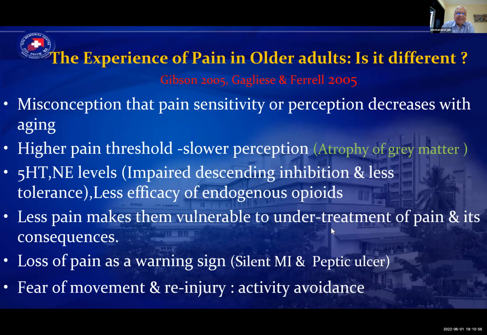And the misconception is that pain severity or perception decreases with aging. They actually perceive pain and they are in more pain, with higher pain threshold and slower perception, atrophy of the gray matter. Their hormone levels are also decreased. That leads to impaired descending inhibition and less tolerance. Like if you give tramadol, which works as a 5-HT and reuptake inhibitor, the same tramadol 50 milligram tablet may make them very much sedated and they start vomiting also. Less efficacy of endogenous opioids and less pain perception make them vulnerable to undertreatment of pain and its consequences.